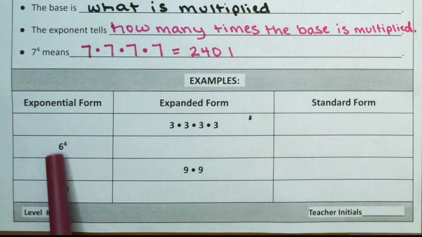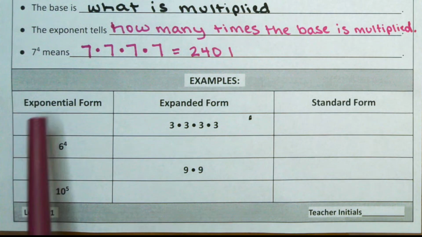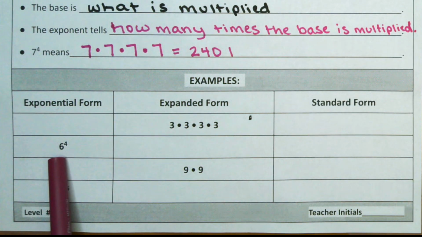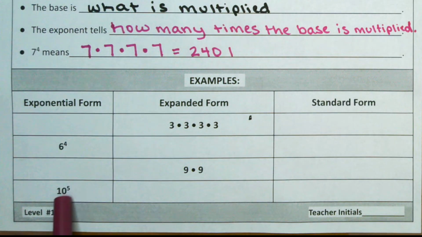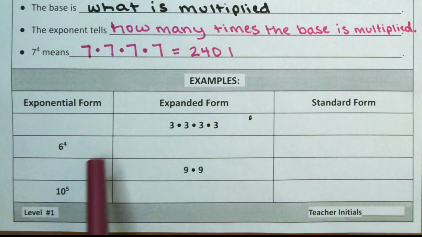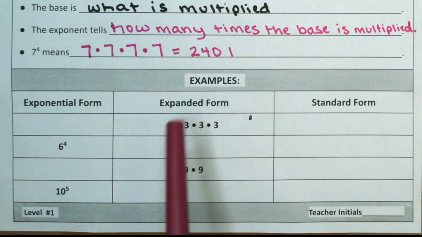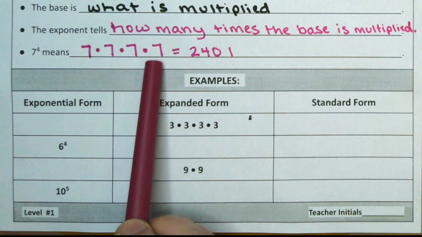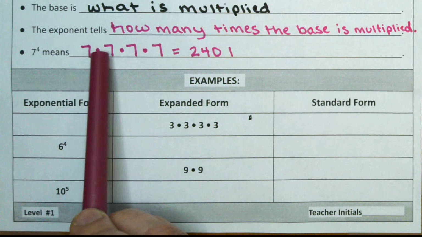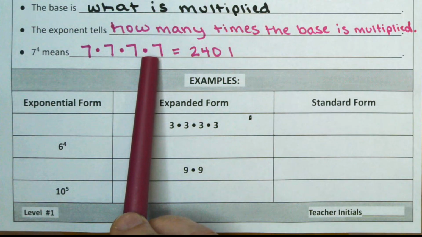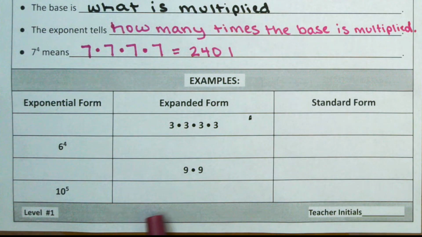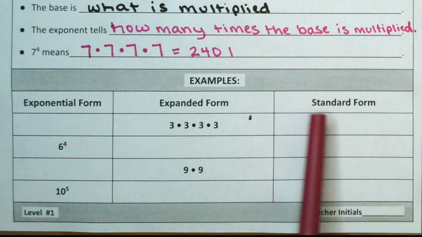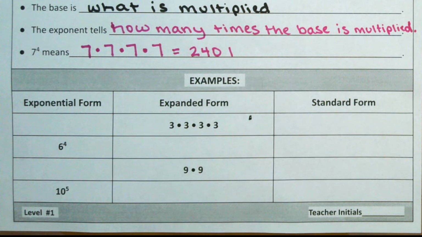Exponential, and you can see the word exponent in this form. That's where we literally write it like 6 to the 4th power, 10 to the 5th power. We have expanded form, which is exactly what it sounds like. It's when you write it out like we did up here: 7 times 7 times 7 times 7. And then we have standard form, which is just our answer. So let's go ahead and practice a couple of these.